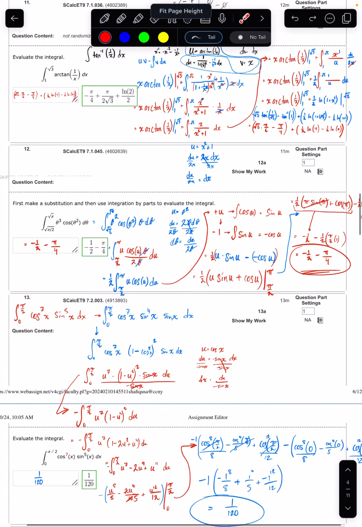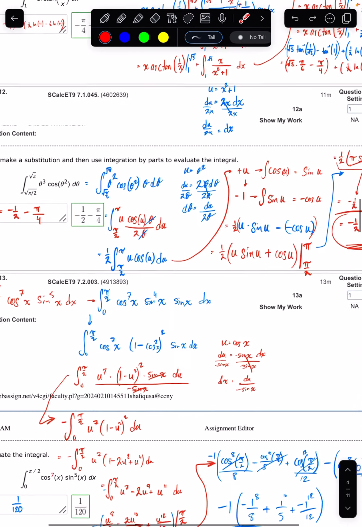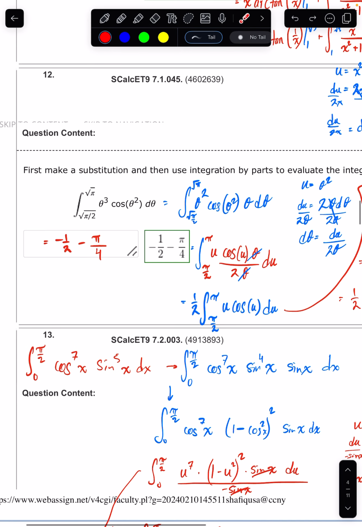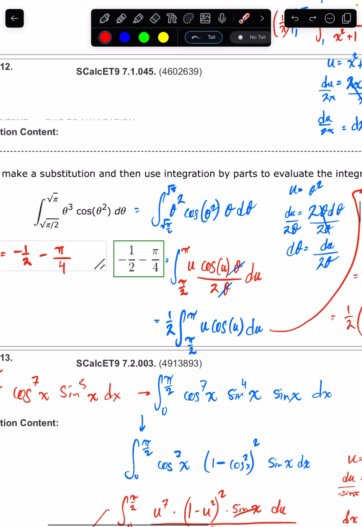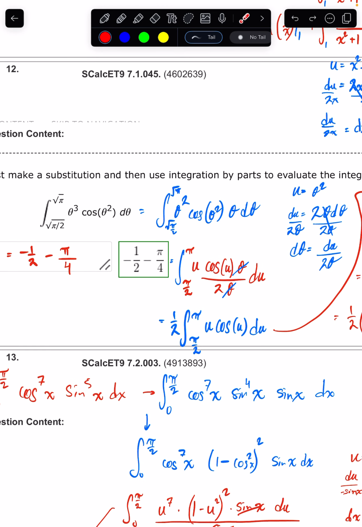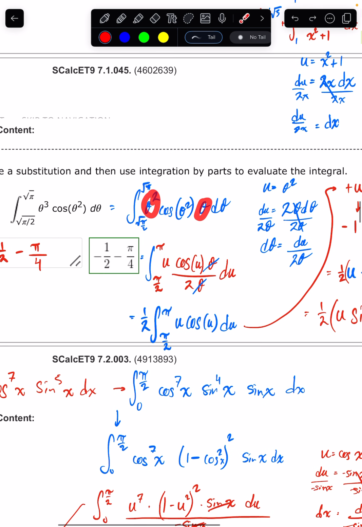But that's just the main gist of that question. Alright, number 12. The integral of theta cubed times cosine of theta squared d theta, right? So you can split this theta cubed into theta squared and theta, right?